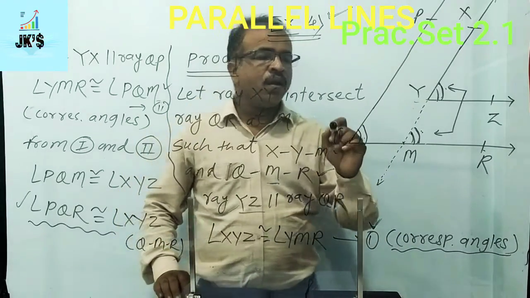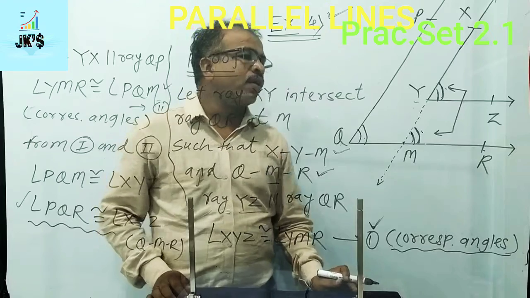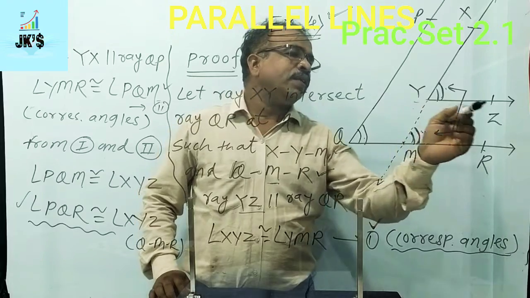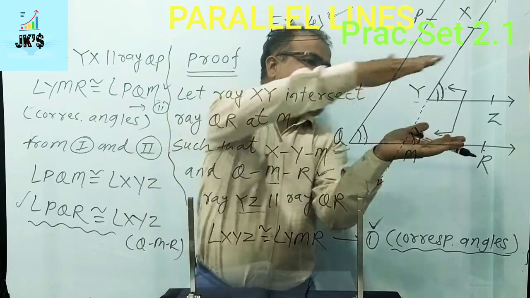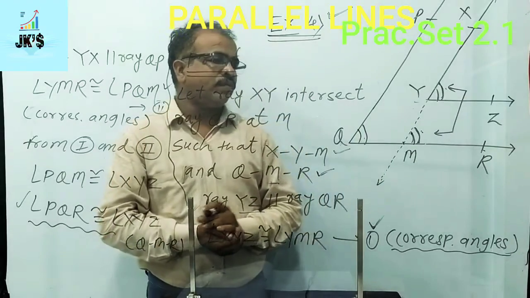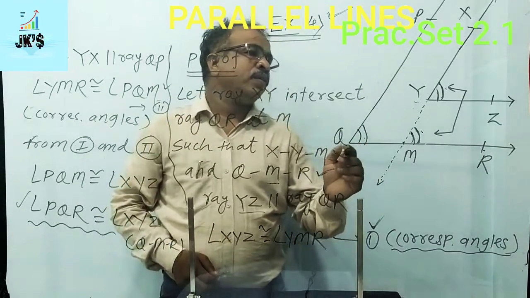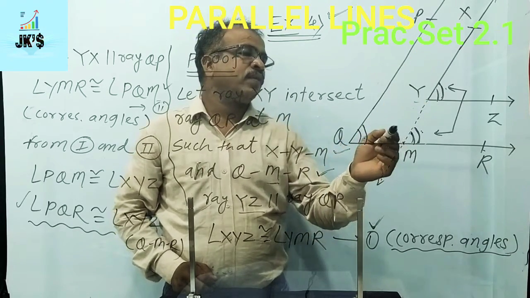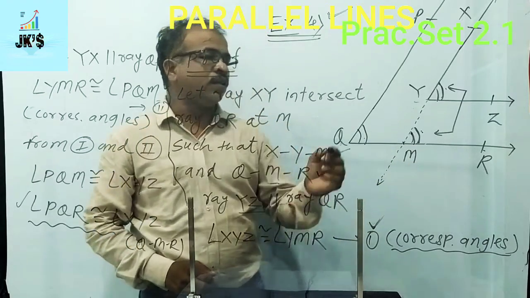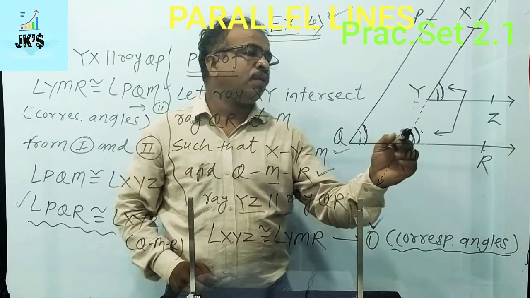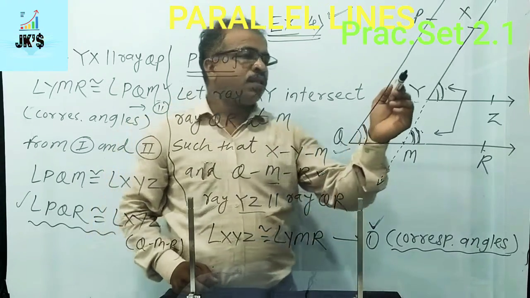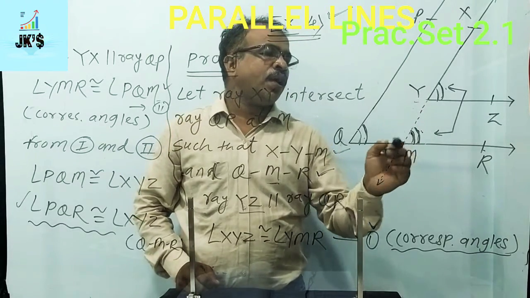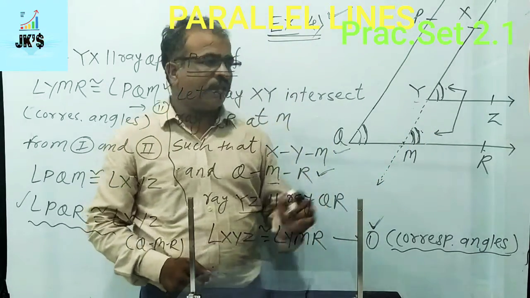Similarly, ray QP is parallel to YZ, and YZ is parallel to QR, and QR is the transversal. This angle Q is congruent to angle M. Means angle PQM is congruent to angle YMR, corresponding angles.